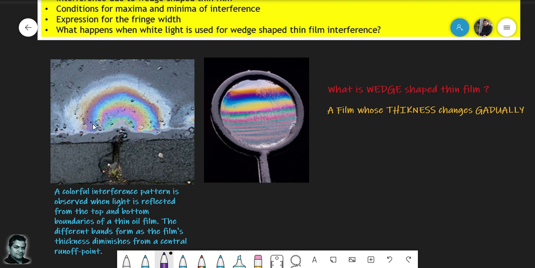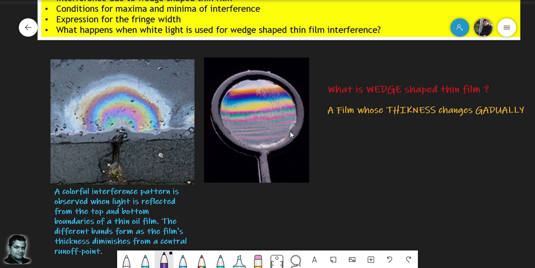And when white light is incident on such a thin film, it gets reflected and there is interference happening on the film. We'll discuss how that happens. And these white lights, after interference, create this nice rainbow pattern on the oil film. Similarly, here is an example of a soap film which is held vertically and white light is incident on it, and you see again a nice pattern.